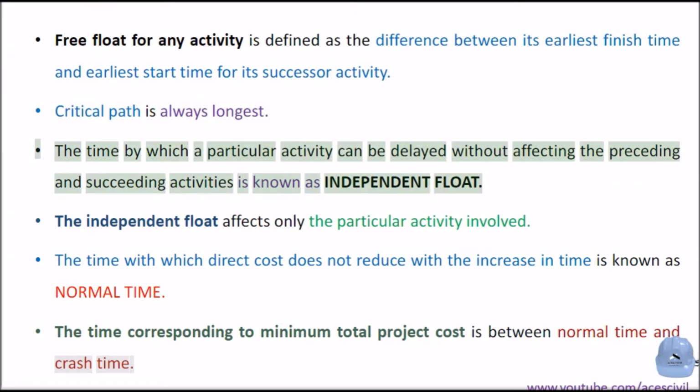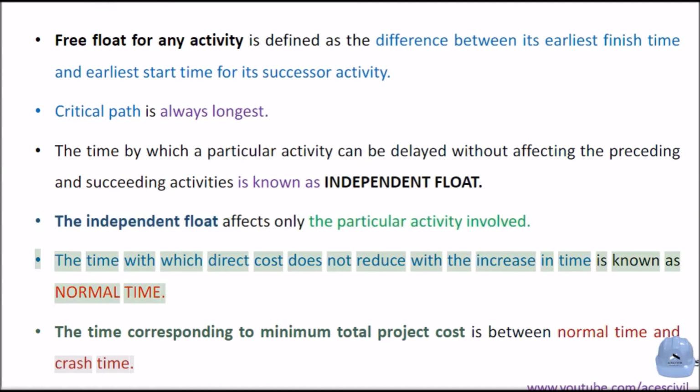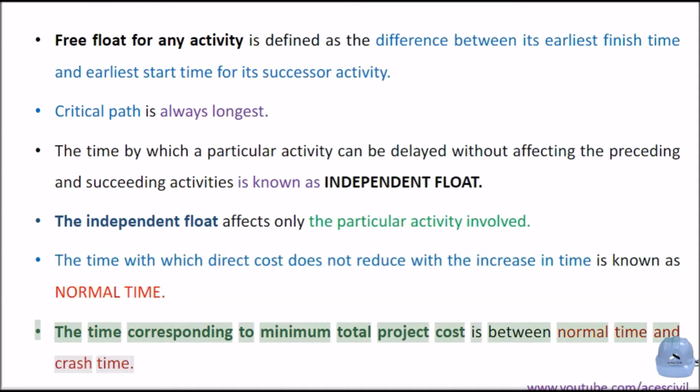The time by which a particular activity can be delayed without affecting the preceding and succeeding activities is known as independent float. The independent float affects only the particular activity involved. The time with which direct cost does not reduce with the increase in time is known as normal time. The time corresponding to minimum total project cost is between normal time and crash time.